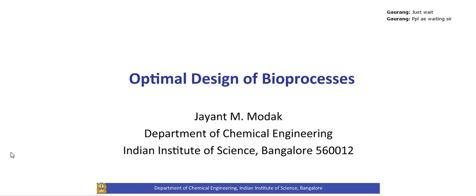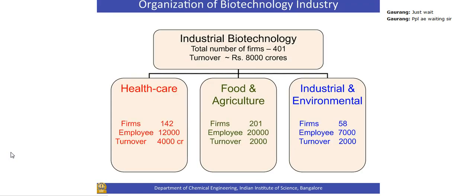Design and control of bioprocesses. Before I go to the main topic, let me give you a brief overview of what is happening in the field of industrial biotechnology. So there are about 400 different kinds of firms or companies in this field, with an annual turnover of about 8,000 crores.